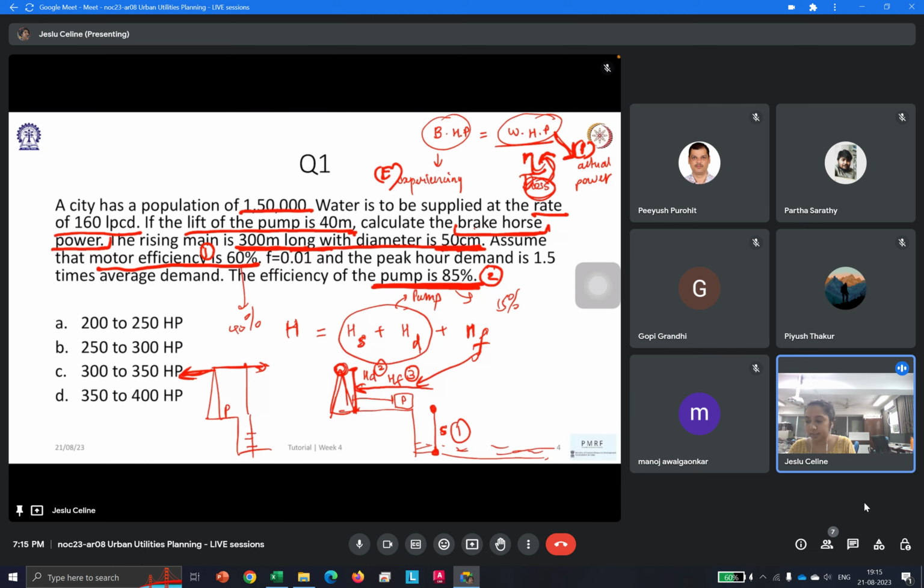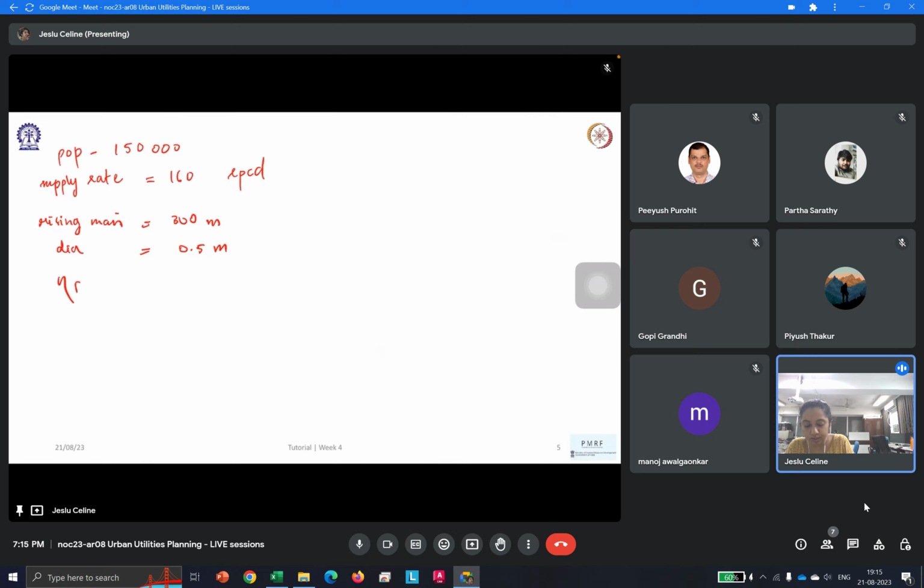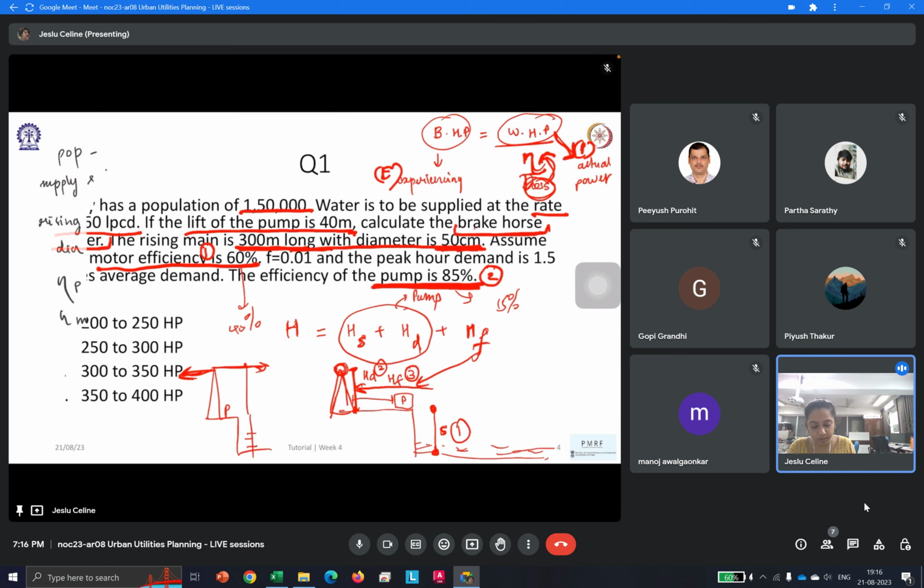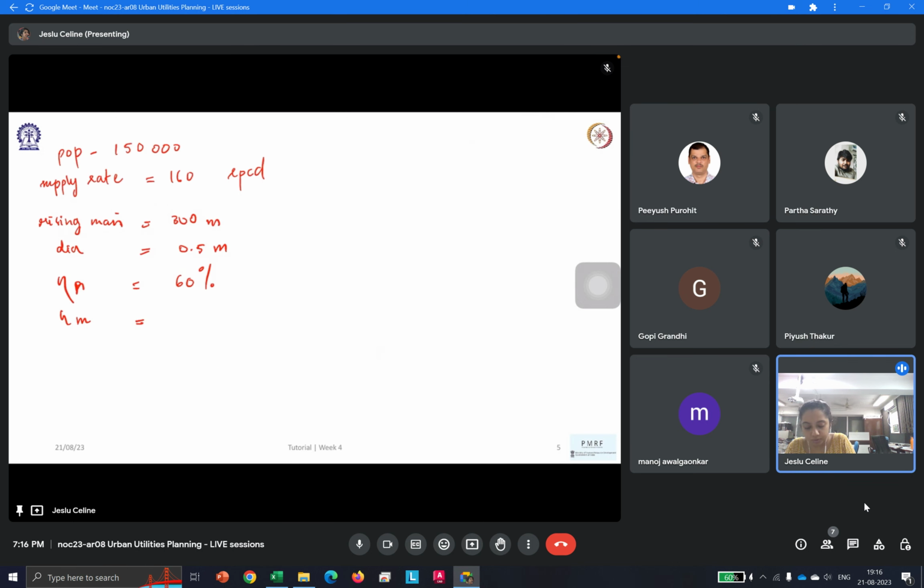So let's write that down. So we have efficiency of the pump to be given as 60%, and then the efficiency of the motor to be given, or did I write it wrong? Sorry. Efficiency of the motor is given as 60% and efficiency of the pump is given as 85%. So let the information be there.